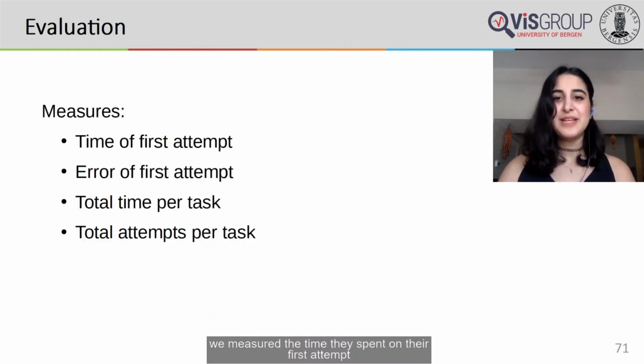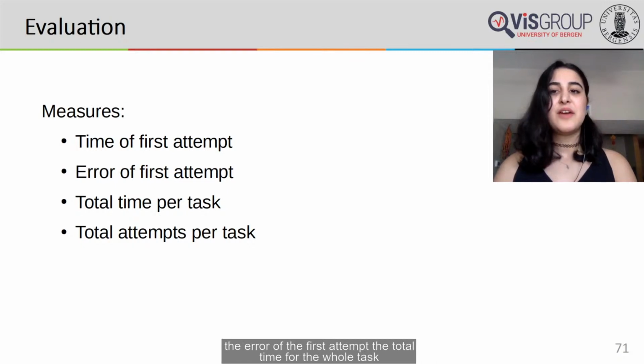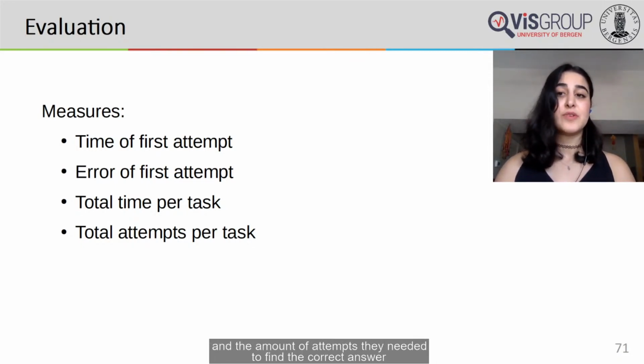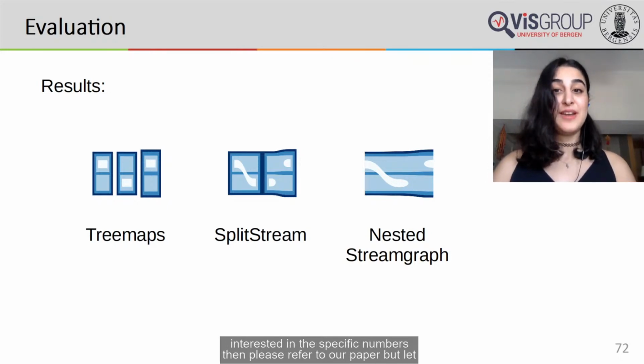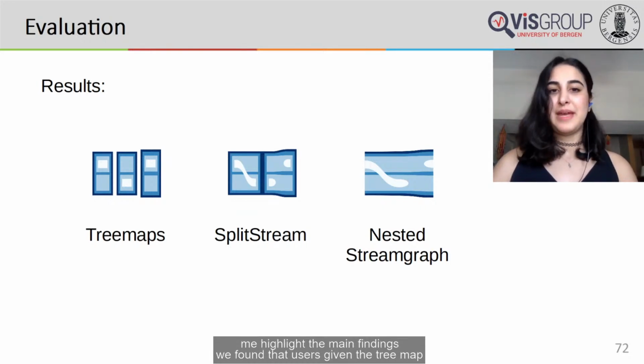We measured the time they spent on their first attempt, the error of the first attempt, the total time for the whole task, and the amount of attempts they needed to find the correct answer. We found a number of statistically significant results, and if you are interested in the specific numbers, then please refer to our paper. But let me highlight the main findings.